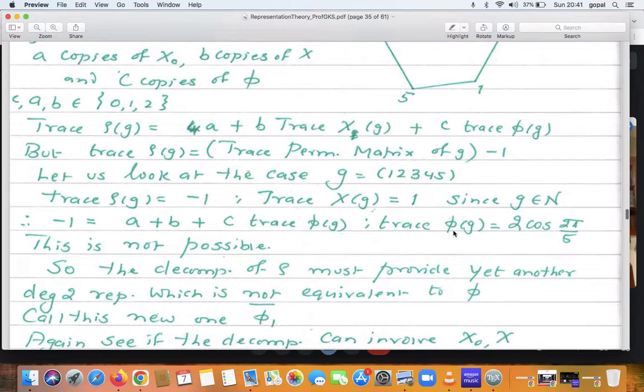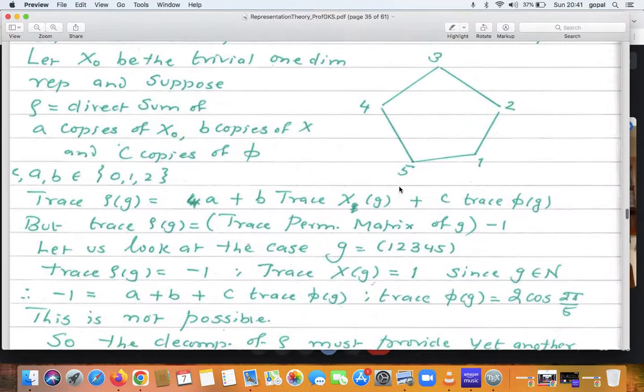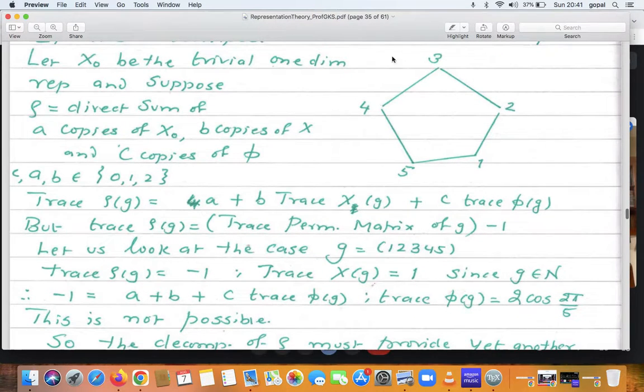You have to try those. Whereas if I take the rotation by angle 2 pi by 5, 1 goes to 2, 2 goes to 3, 3 goes to 4, 4 goes to 5, 5 goes to 1. So all the diagonal elements get displaced. So the trace is 0, and I have to subtract 1. So the trace becomes -1 for the 5 cycle. Is this clear?